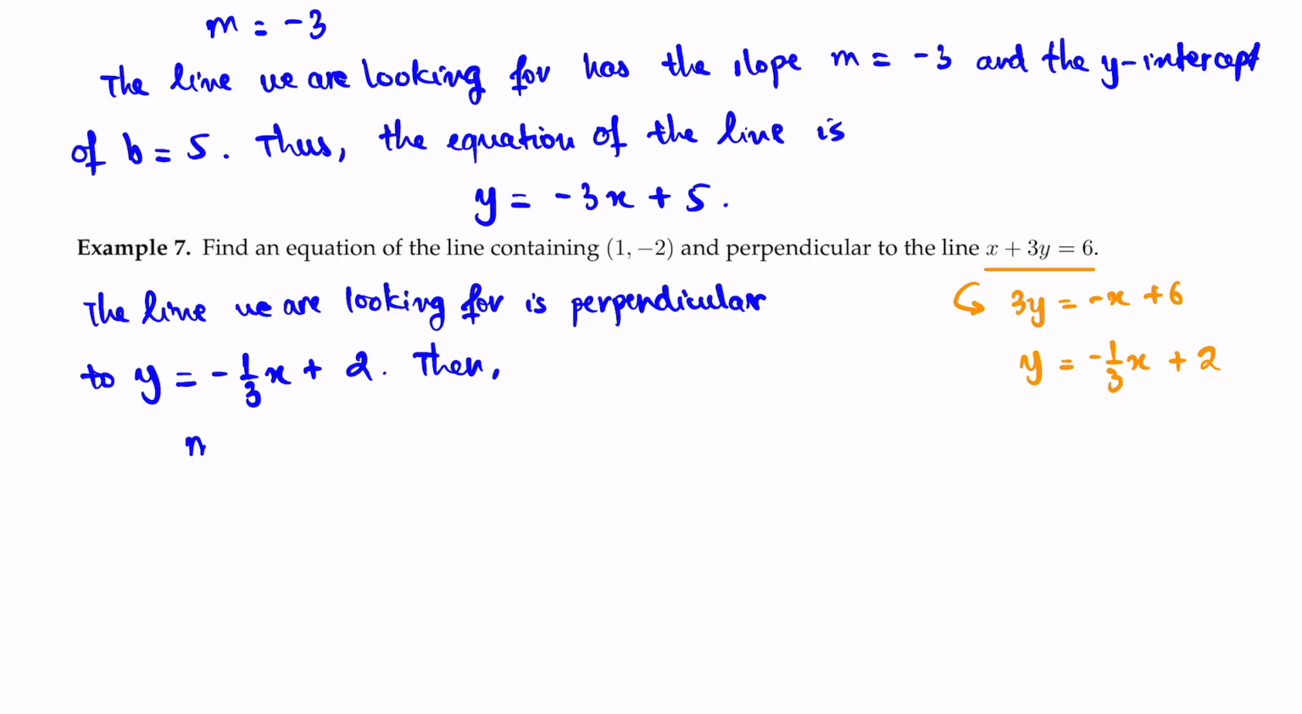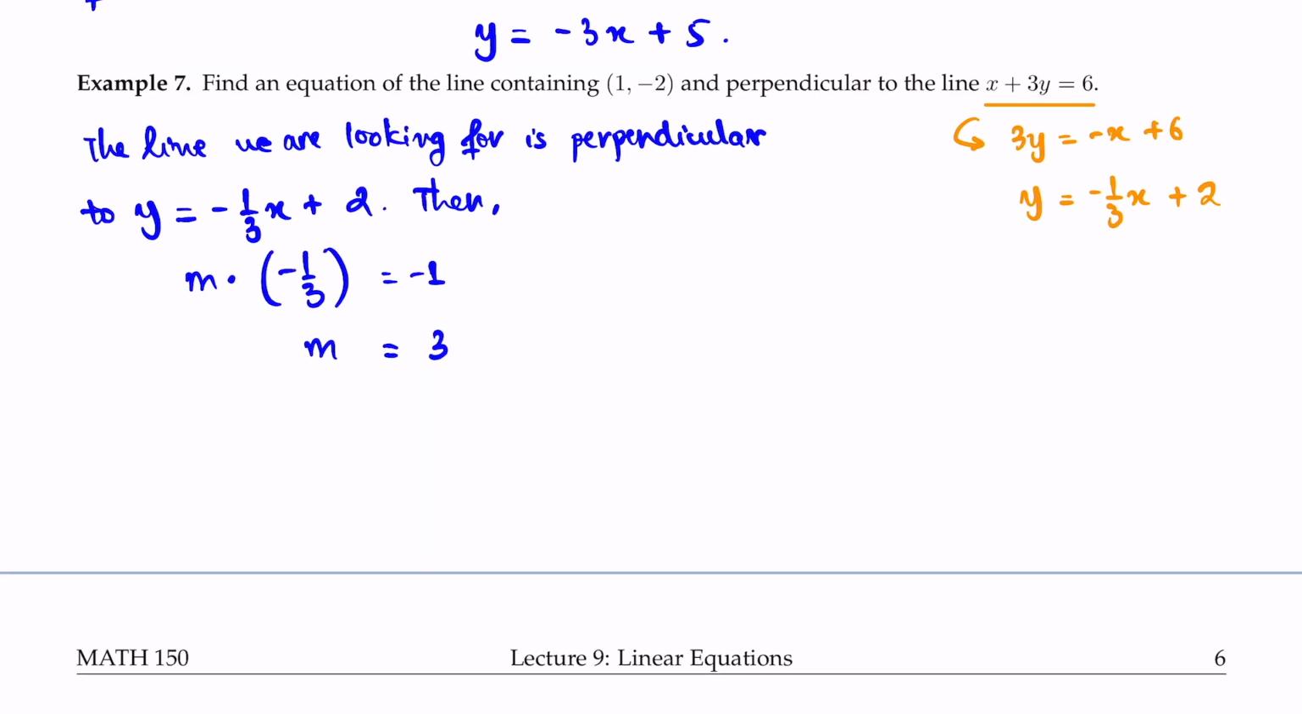Then you have m times negative 1/3 equal to negative 1. And of course, to solve for m, you multiply both sides by negative 3. You get m equal to positive 3. So you have a slope, you have a point. You can start out with the point slope form, y minus y0 equal to m times x minus x0.